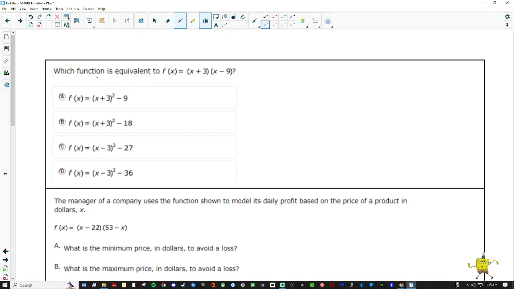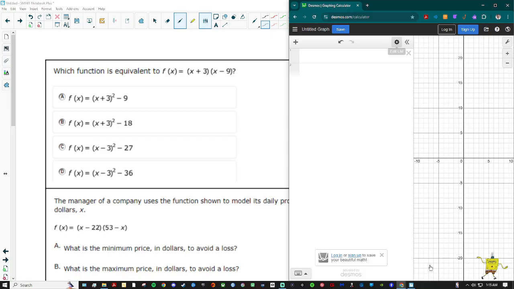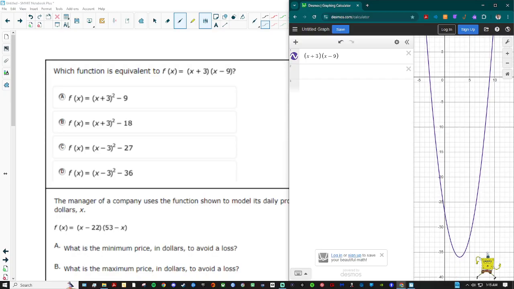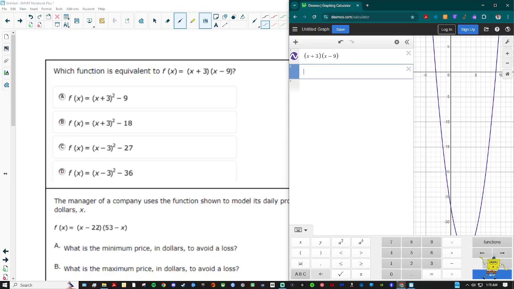Okay. Which function is equivalent? Again, here's a great time when you see that word equivalent. It means that we can type them all in and see which ones are the same. Okay, so here's my function. I want to see what is the same. So x plus 3 squared minus 9, not the same.